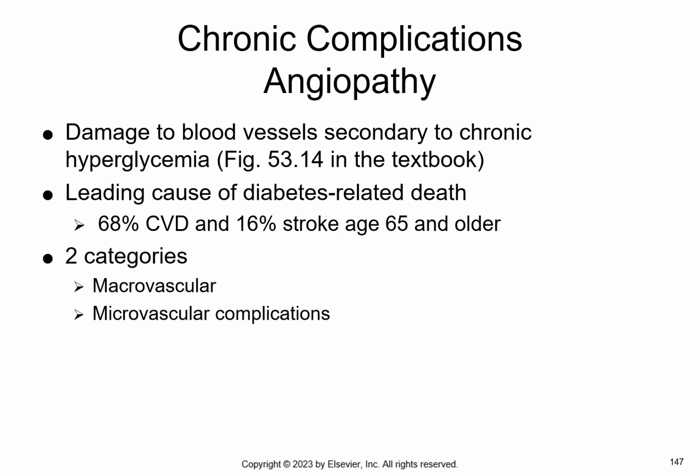Let's look at angiopathy. Chronic complications associated with diabetes mellitus are primarily those of end-organ disease from damage to blood vessels. Angiopathy from chronic hyperglycemia is the leading cause of diabetes mellitus-related death, with about 68% of deaths caused by cardiovascular disease and 16% by strokes for those age 65 or older. The chronic blood vessel dysfunctions are divided into two categories: microvascular and macrovascular complications.